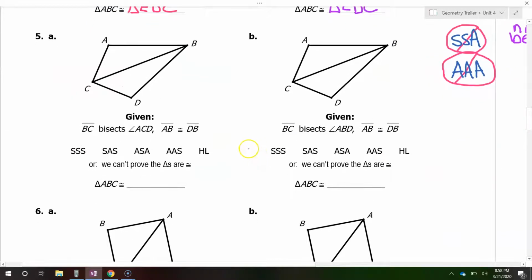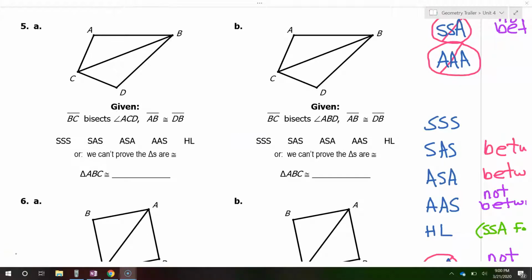Okay, number 5, part A. All right, number 5, part A. I see that we have a shared side CB. So let's go ahead and mark that as congruent for both triangles. Now, segment BC bisects angle ACD. When you see a bisecting statement like this, something bisects something, always start with the second thing first.